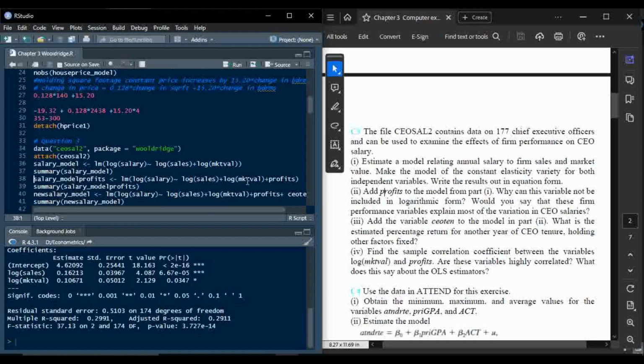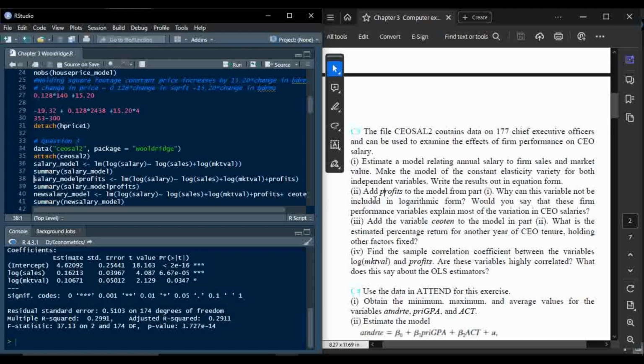Let's summarize this model. Okay, in this model we can see that the intercept is 4.62 and the coefficient on log sales is 0.162 and the coefficient on market value, log market value, is 0.106 and it is almost 0.107, and the r squared value is 0.299. It is almost 0.3.